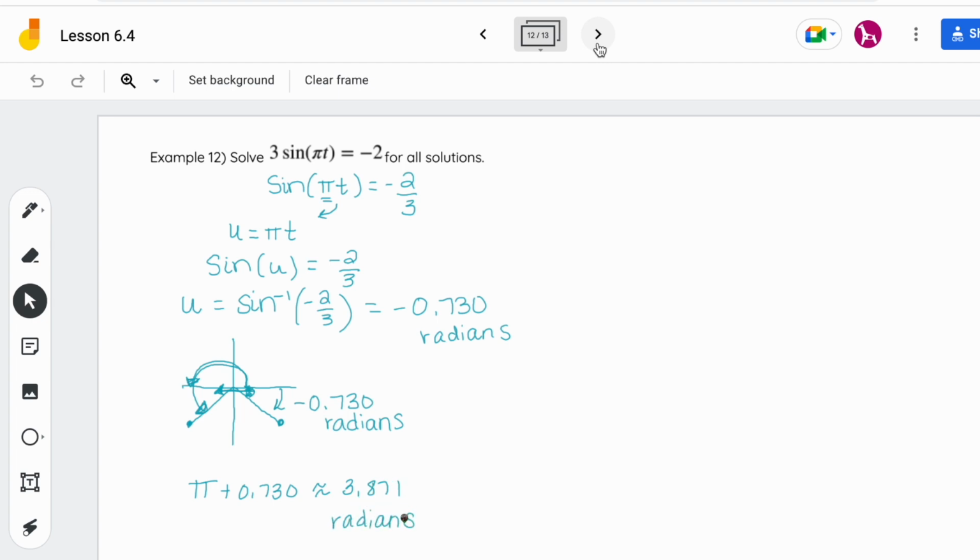We are looking for all solutions. However, we haven't solved for t, right? We've only solved for u. So pi t is equal to negative 0.730 plus all multiples of 2 pi. I could easily get t by itself then by dividing everything by pi. If I were to take negative 0.730 divided by pi, we have negative 0.232 plus multiples of 2, since our pi will end up disappearing.